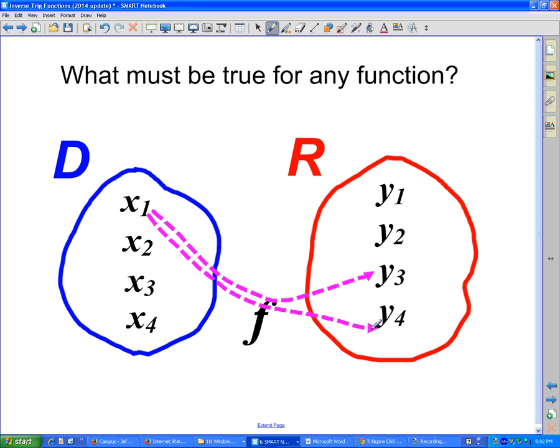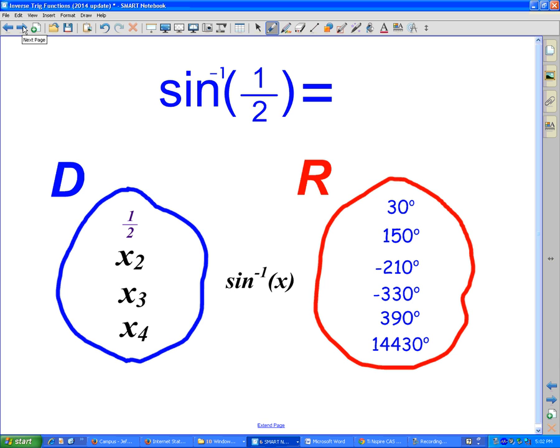This is a discussion you had in Algebra 2, and you learned some tests to see if things were functions or not. But this is the main premise right here. It is okay for different x values to go to the same y value, but you can't have the same x value go to different y values and still have a function. And this is exactly what just happened. Our inverse sine function just failed this little test.